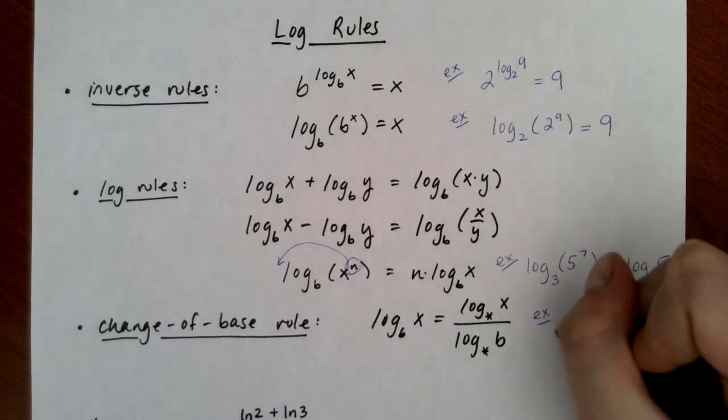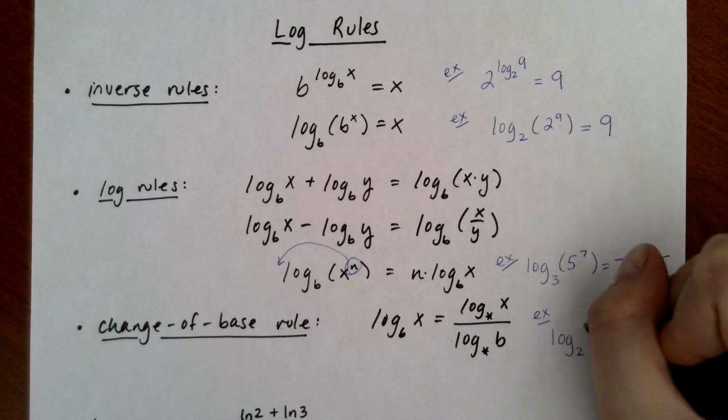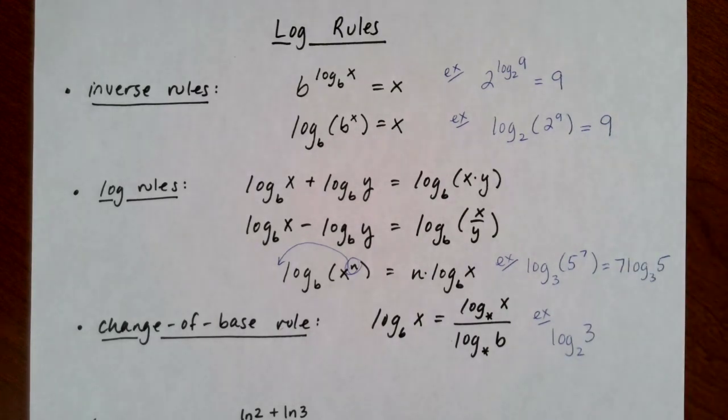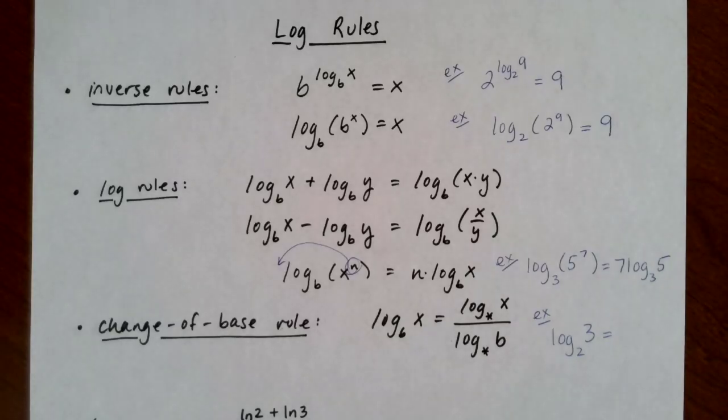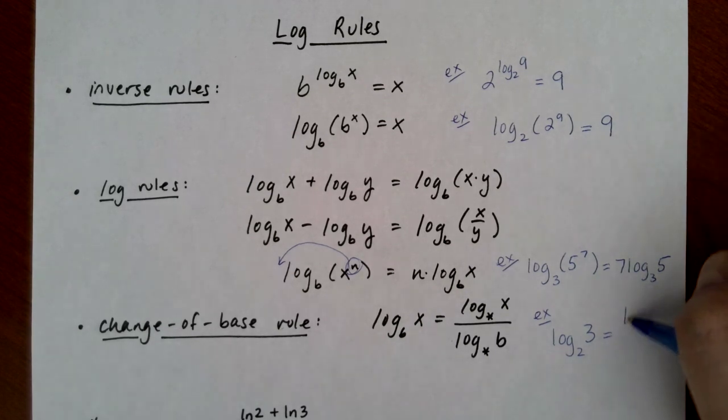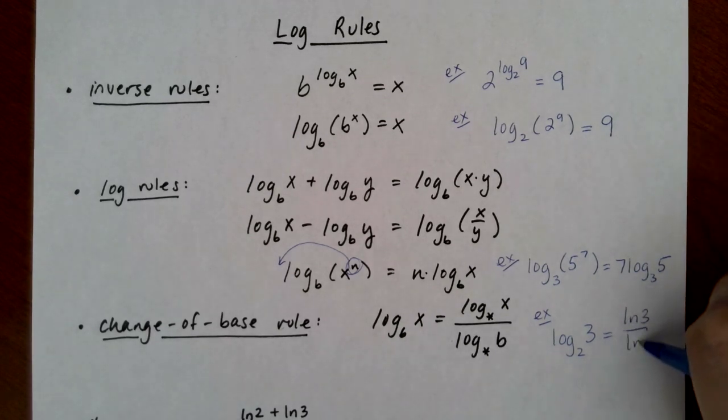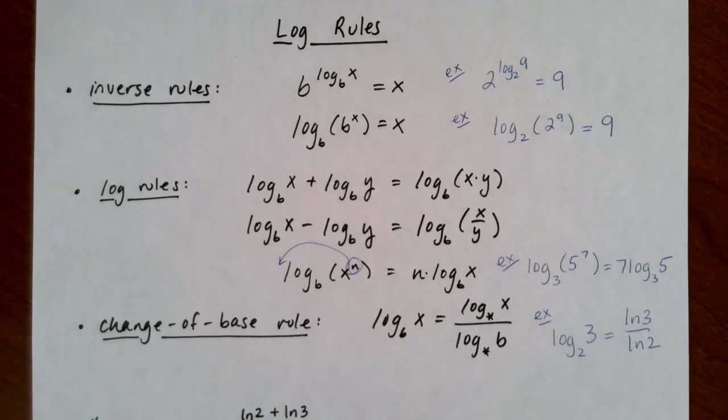Okay, so what this would mean, for example, is if you have log base 2 of 3, you could potentially write this. Let's pick any base that we want, right? So instead of base 2, let's do base e. So I'll use ln. This is the same as ln of 3 over ln of 2.